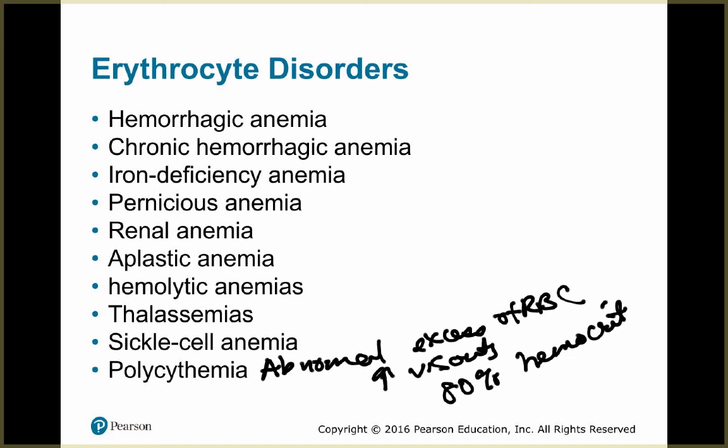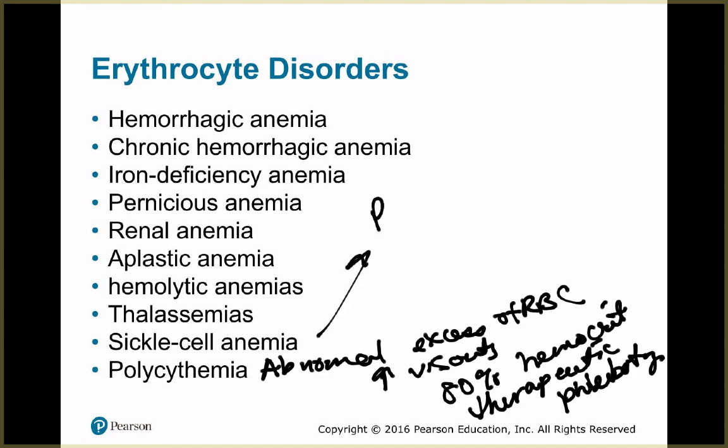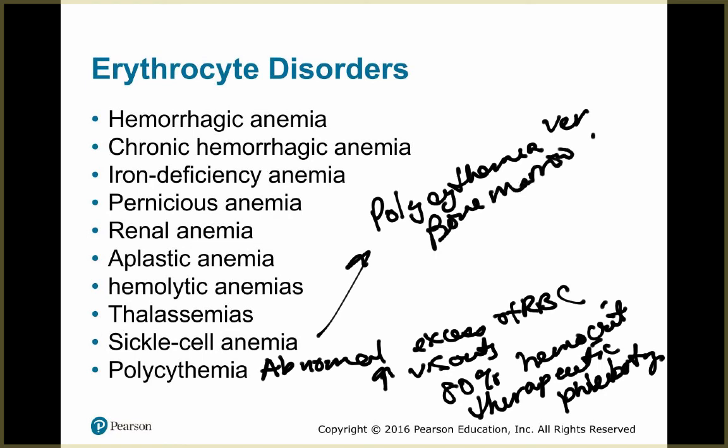So you hear a lot of times they'll do what's known as therapeutic phlebotomy. Most of the time this originates from what's known as polycythemia vera. And this is bone marrow cancer. This bone marrow cancer leads to high or excess amounts of red blood cells.